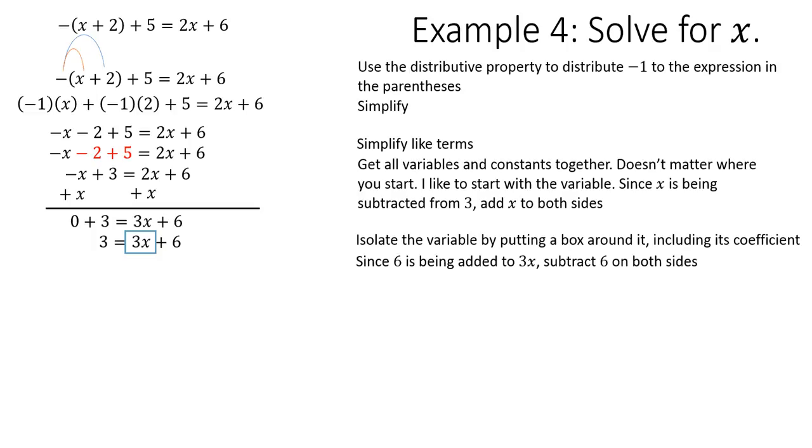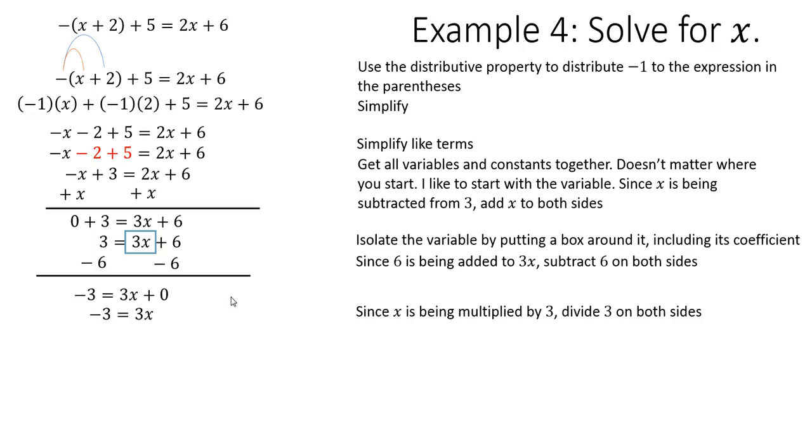And then since 6 is being added to the 3x, I'm going to subtract 6 on both sides of the equal sign. Don't forget to do it on both sides, and then I'm going to simplify it down. 3 minus 6 is negative 3, and I'm going to bring the 3x down, and then 6 minus 6, that's 0. So here, to simplify the right-hand side, the identity property of addition says that anytime you add 0 to something, it doesn't change it. So 3x plus 0 is just 3x. So negative 3 equals 3x.